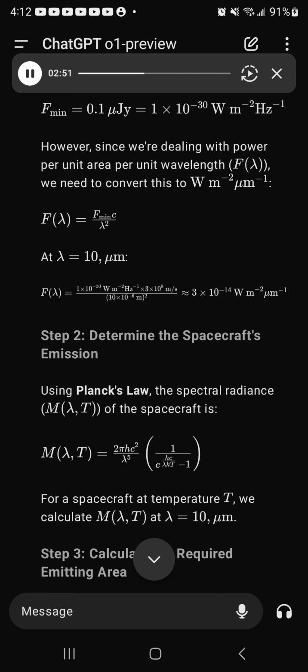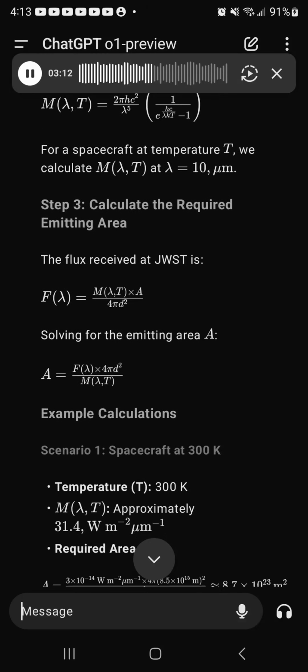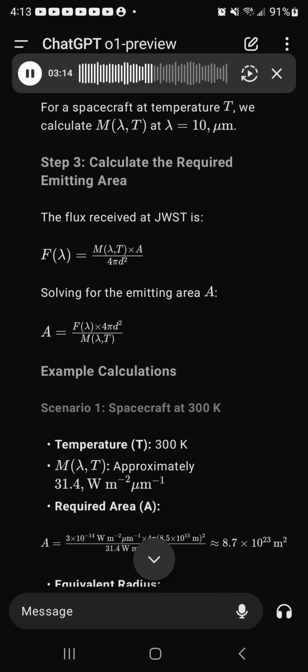Step 2, determine the spacecraft's emission. Using Planck's law, the spectral radiance M_lambda(T) of the spacecraft is M_lambda(T) equals 2 pi h c squared over lambda to the fifth, times 1 over e to the hc over lambda kT, minus 1. For a spacecraft at temperature T, we calculate M_lambda(T) at lambda equals 10 micrometers. Step 3. Calculate the required emitting area. The flux received at JWST is F_lambda equals M_lambda(T) times A over 4 pi d squared. Solving for the emitting area, A equals F_lambda times 4 pi d squared over M_lambda(T).